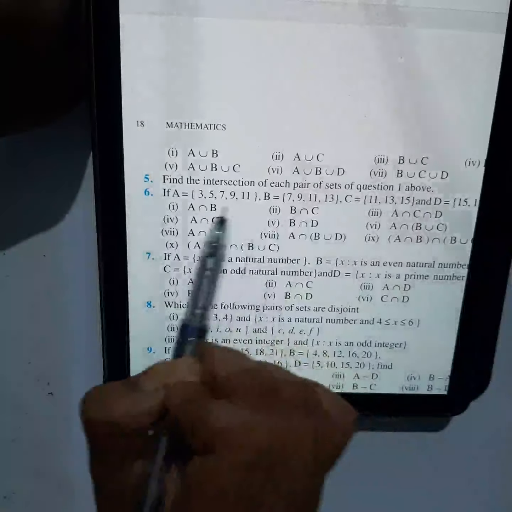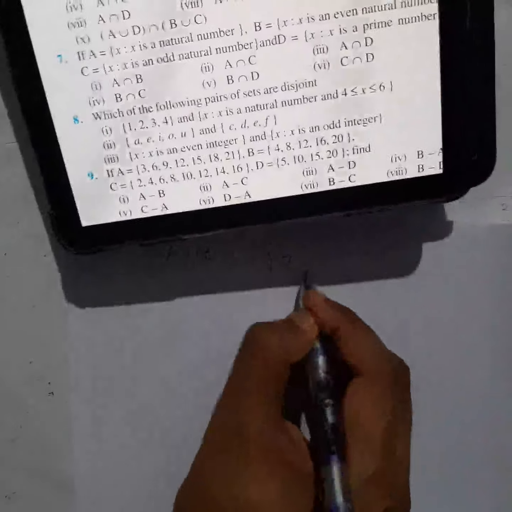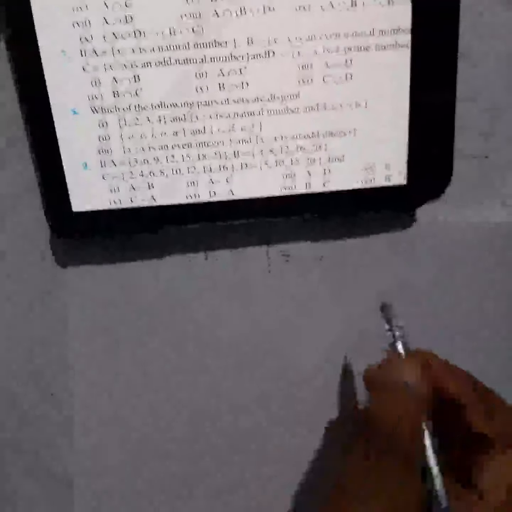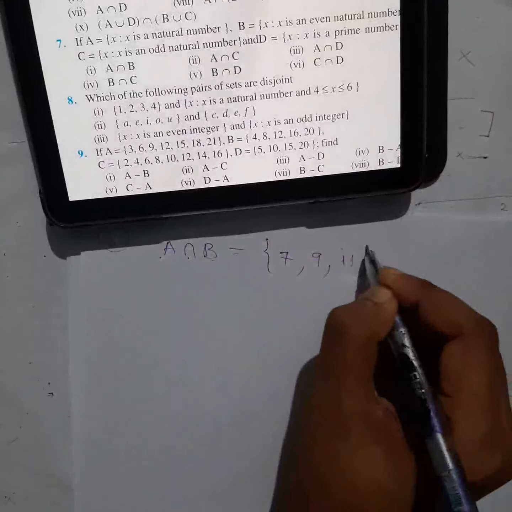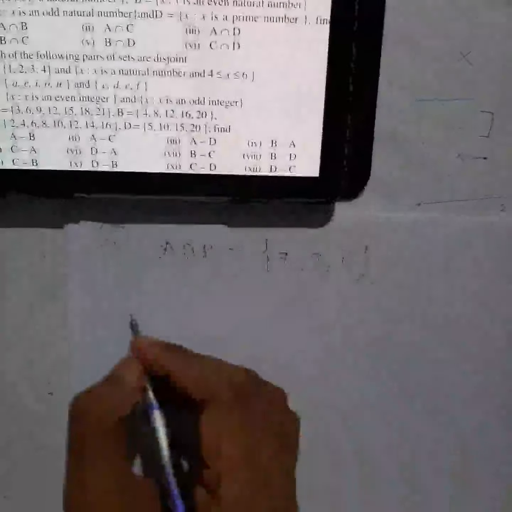3, is it common? No. 5, no. 7, yes, 7 is there. So 7 will be there in this set. 9, yes, 9 is there. 11, yes, 11 is common. So these are the elements of A intersection B. Okay. So number 2 you do yourself. Number 3 I will do for you.